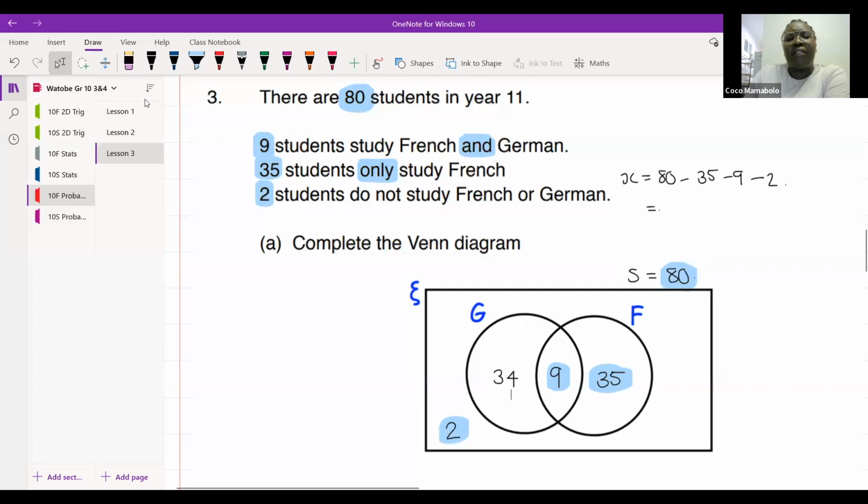Now, give me a thumbs up if everybody understands how we've completed this question. Boitumelo has a question. Yes, Boitumelo. Ma'am, I wanted to ask, instead of saying minus, like x is equal to 80 minus, can I put it like x plus 9 plus 35 plus 2, and then add them together, so x plus 46 is equal to 80, then take the 46 to the other side and minus it. Is it okay that way? Absolutely. As long as you end up with the correct answer.